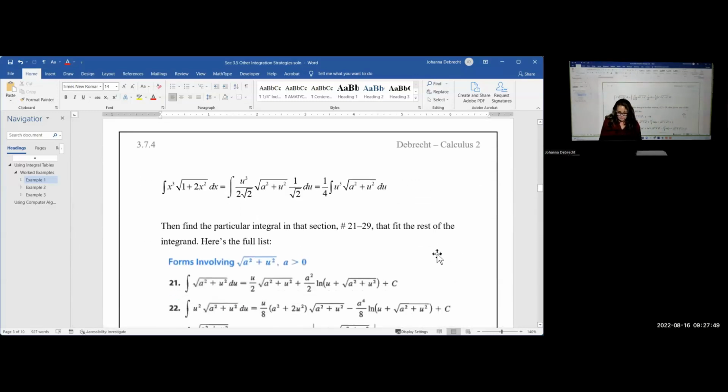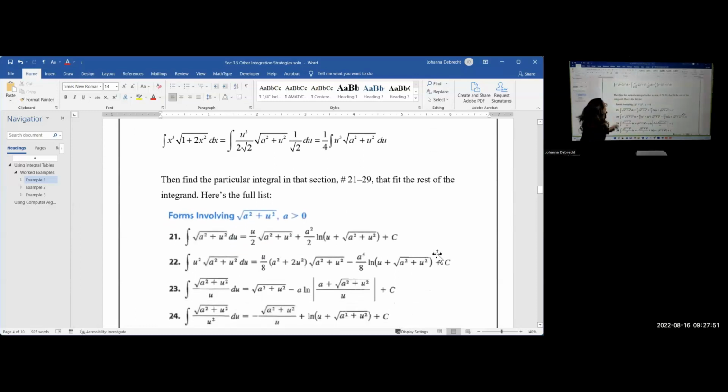Now we want to substitute everything that we found so far. So we had the x cubed, which gets replaced with u over the square root of 2 quantity cubed, which is u cubed over 2 square roots of 2. And then our square root of 1 plus 2x squared becomes that form that we originally identified. It becomes the square root of a squared plus u squared, where a is 1 and u squared is that 2x squared that we see right here. Then we replace the differential dx with du over the square root of 2.